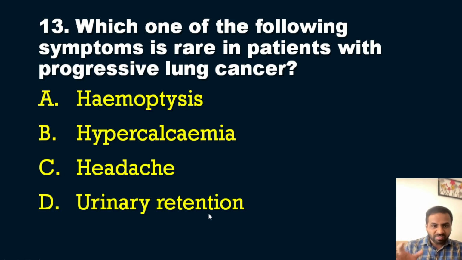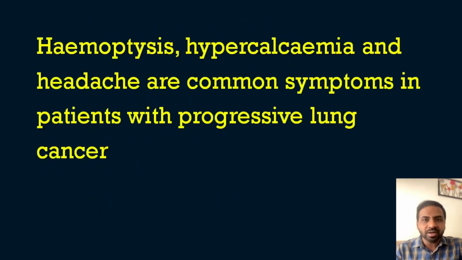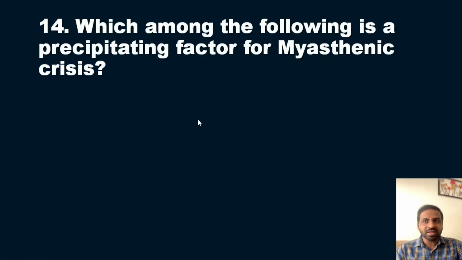So what will not be present in a patient with progressive lung cancer? That is the question for you. So what is the answer? The answer is option D, urinary retention. The other options like hemoptysis, hypercalcemia and headache can be seen in progressive lung cancer patients. We will have a small explanation for this question. We know that hemoptysis, hypercalcemia and headache are very common symptoms in patients with progressive lung cancer.